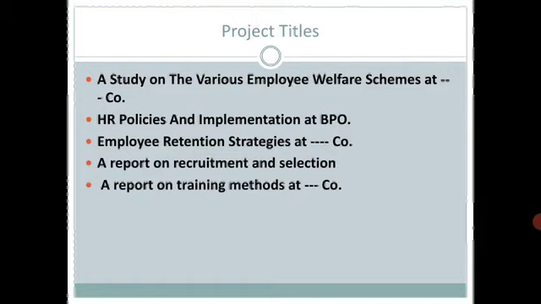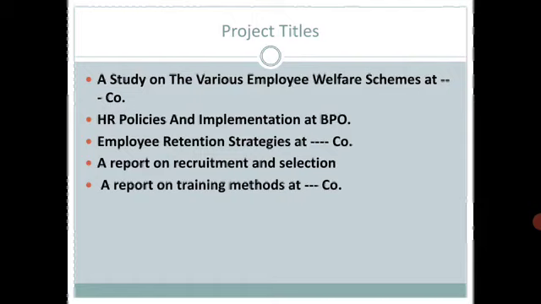Then employee retention strategies at so and so company. What might be the objectives of this study? The objective might be to study the employee retention strategies at XYZ company, and to study the relationship between employee retention strategy and the individual performance of that employee. These can be the objectives related to project title number 3.